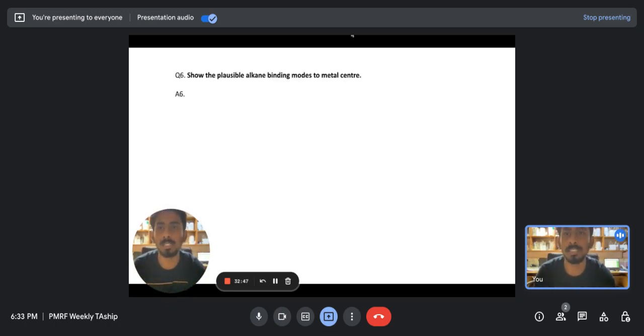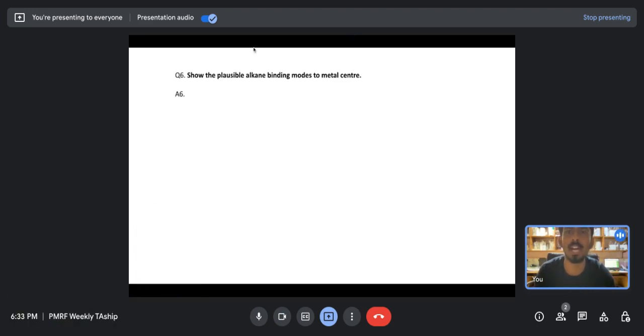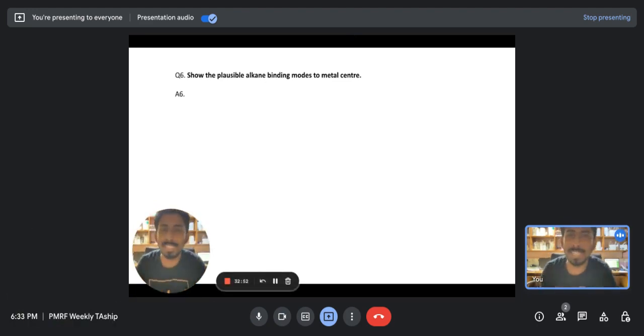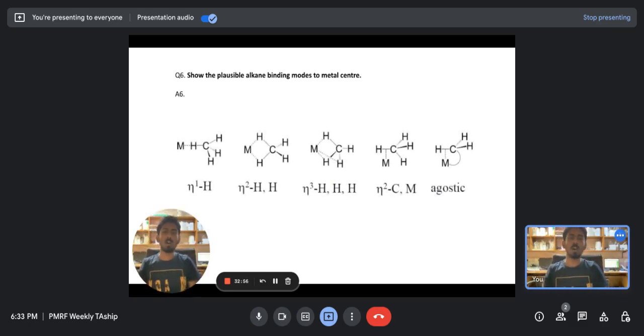So coming to the next question, it is regarding the plausible alkane binding modes to the metal center. Here you can see all the possible modes of binding to the metal center. The first one is the eta 1 hydrogen mode. Here only one of the CH bonds is attached to the metal center, and the other hydrogens are not involved. So this is a metal single eta 1 hydride. It's eta 1 because only one atom is responsible.